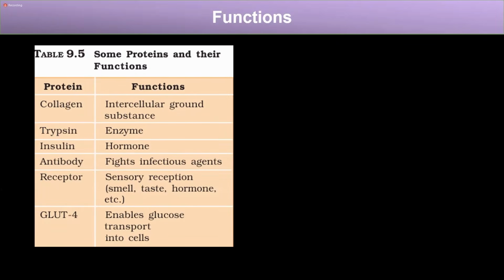Now the next thing, let's talk about the function of some proteins that are given in the NCERT. The first protein given is collagen. I just told you that collagen has a role in structural support. And here it is given that it is an intercellular ground substance. Intercellular means between the cells. Suppose you have one cell and you have two cells. Between these cells, how are these cells attached? They are attached by this collagen.